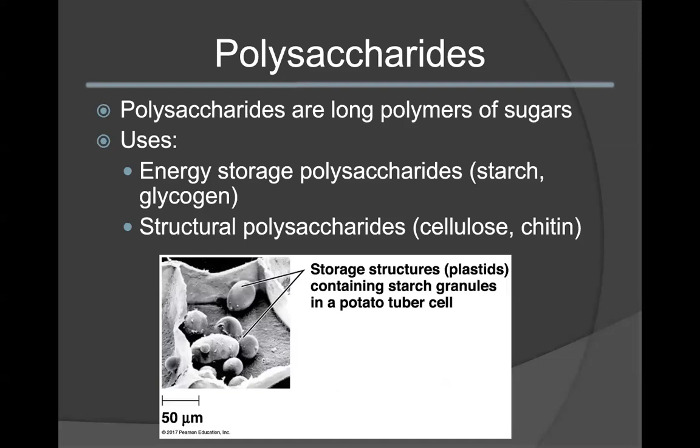There are many types of polysaccharides that are important in the cell. Polysaccharides are long polymers of different types of sugars. These are very important for energy storage in the cell. Good examples of that are starch and glycogen. They have many different monomer glucose units that can be broken apart to then provide energy for the cell. They can also be structural, such as cellulose and chitin. Those are going to be important in maintaining cell structure.